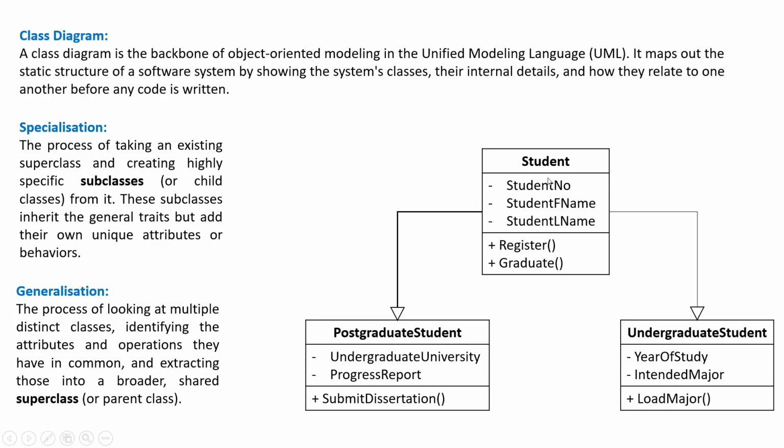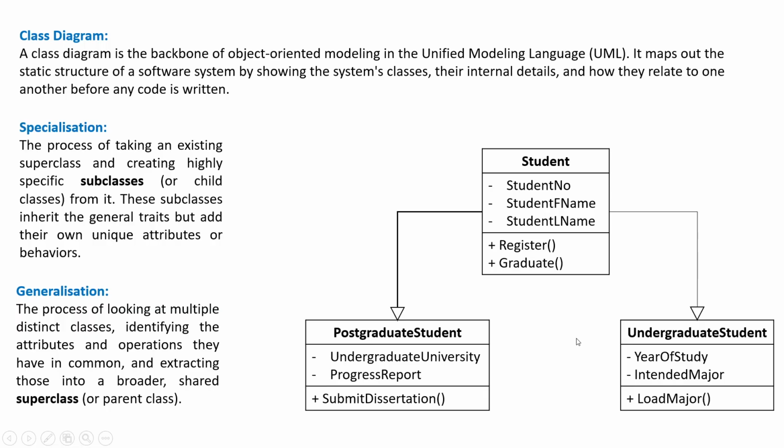So we looked at specialization from a top-down approach, where we created a postgraduate student class and an undergraduate student class from a base class called student. But if we do generalization, we look at multiple distinct classes, identify the attributes and operations they have in common, and then extract those into a broader shared superclass. So we're working in reverse. Let's say we started with postgraduate student as a class and undergraduate student as a class, each on its own. And we saw both of these classes have student number, student first name, student last name, both of them register, and both of them graduate.